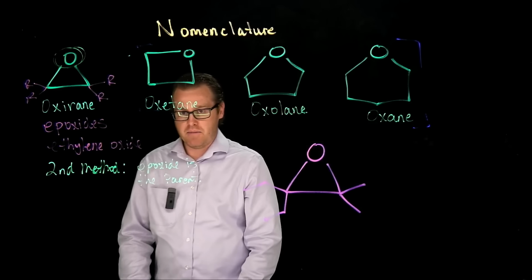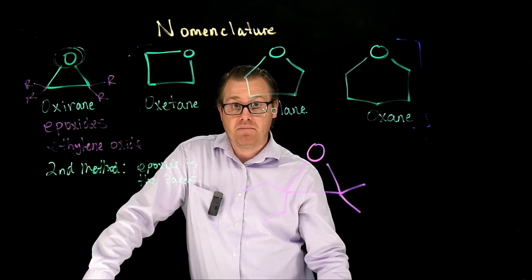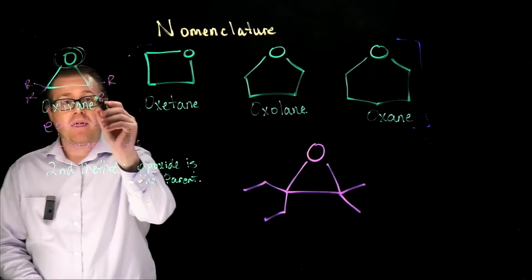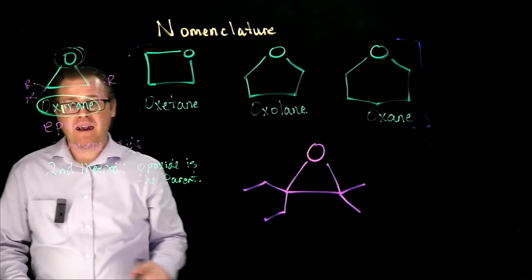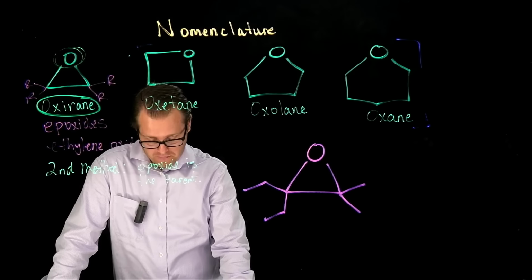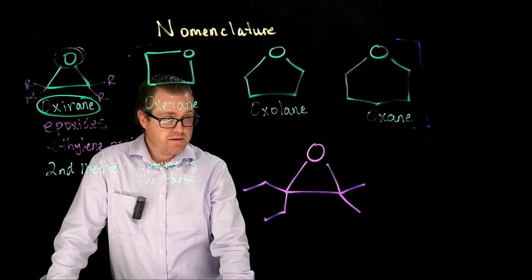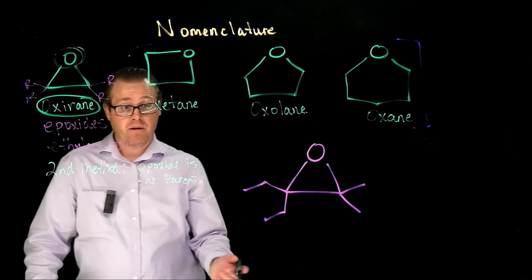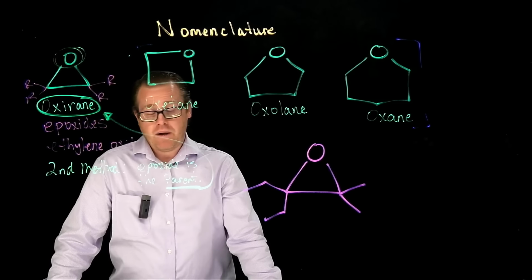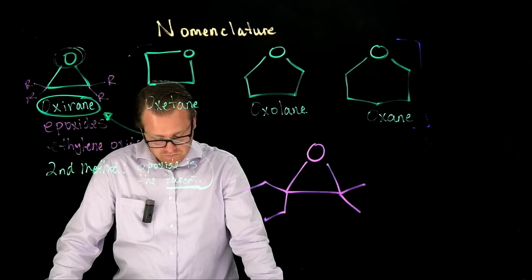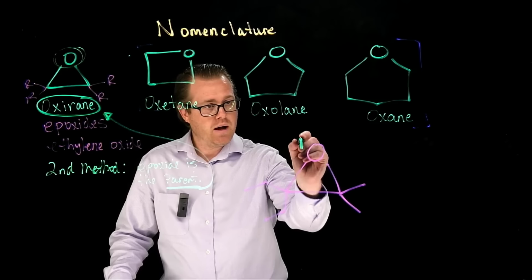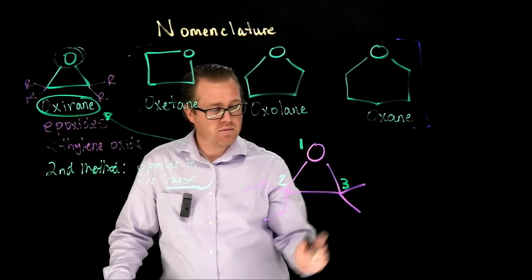Now in the second method, we use the epoxide as the parent. And when the epoxide is the parent, we use that name right there to say that's the parent name, okay? So oxirane, that right there is the parent. So we already found it. Parent, there it is. So the way that you number this here is number 1, number 2, number 3.